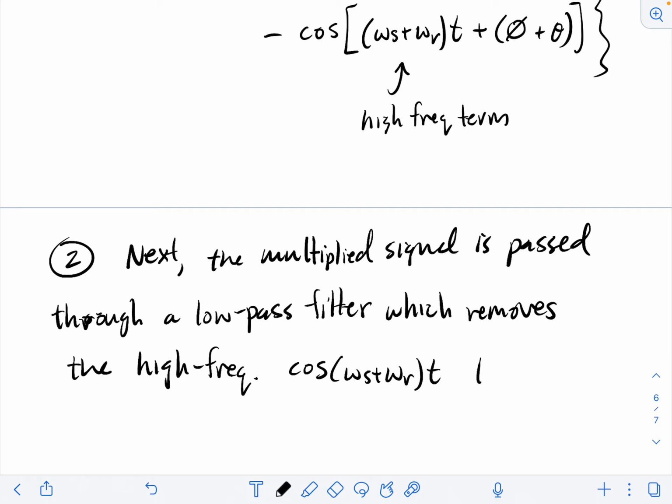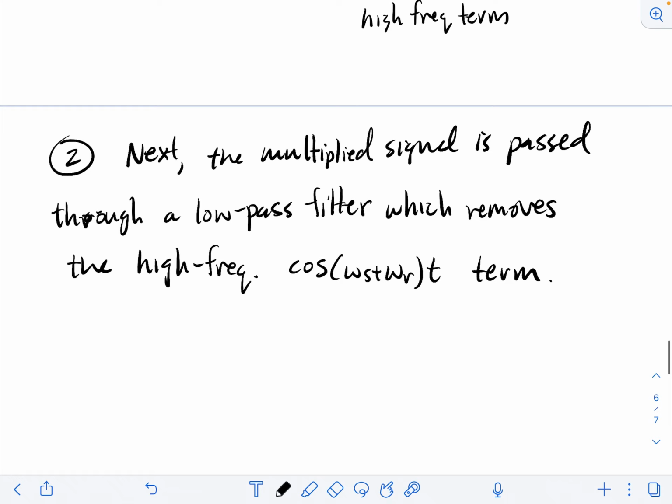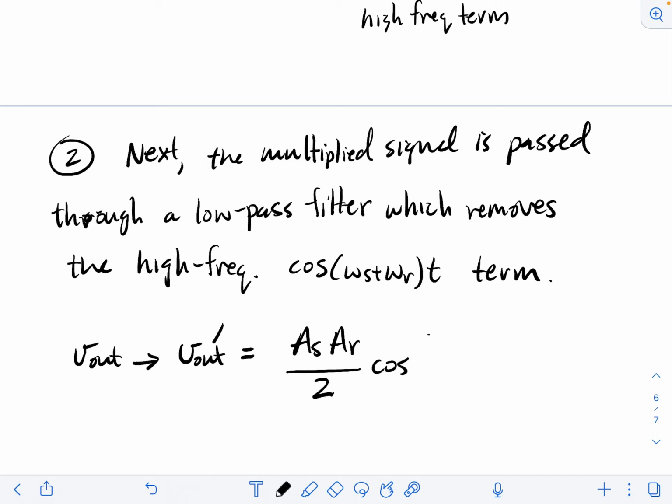Okay, so after that, we have what we called V out. Maybe that's, we'll say after it's been filtered, that's V out prime. So after the filtering, we just have the low frequency difference term. So this is cos of omega s minus omega r times t plus phi minus theta.